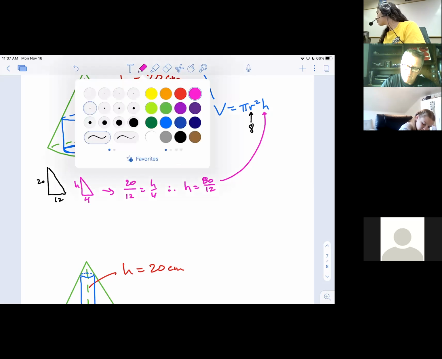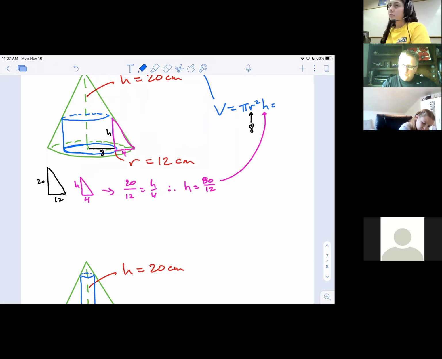So pi times 8 squared times 80 divided by 12 is approximately 1340.4.